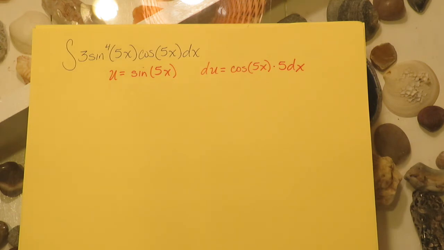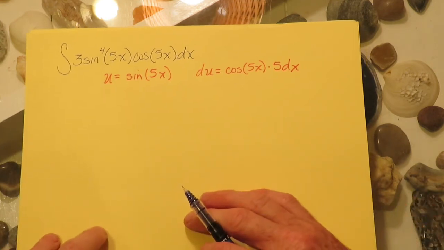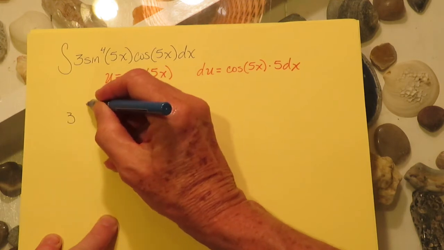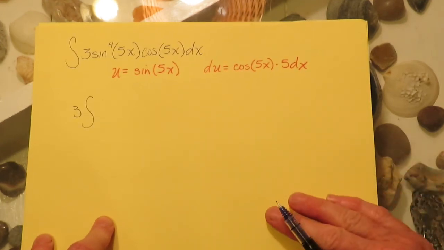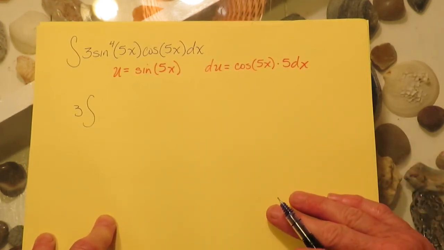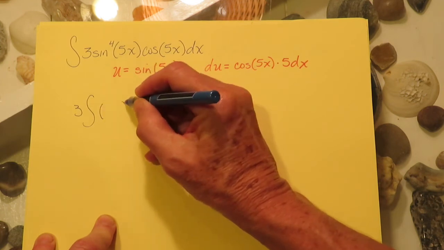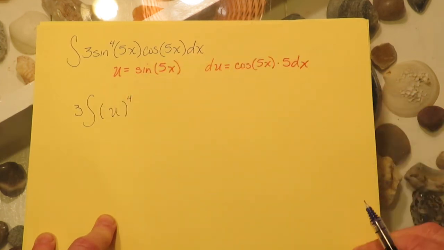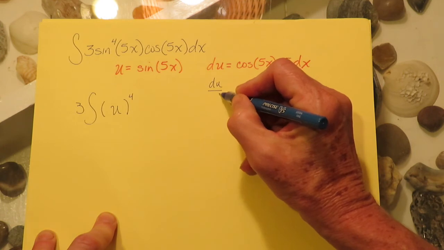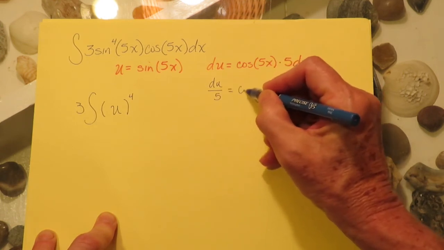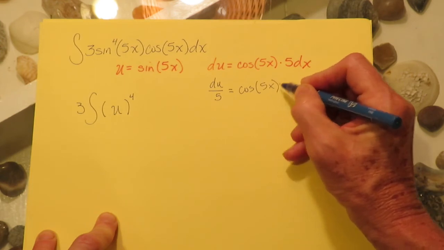So this time though, I don't have direct substitution. I'm going to have to identify how to adjust the du so that everything gets replaced exactly. The 3 can just get stuck out in front due to limit laws, the constant multiple limit law. I can factor the 3 out. And I have a 4th power, and inside of the 4th power is an expression I'm calling u, and du divided by 5 is equal to cosine of 5x dx.